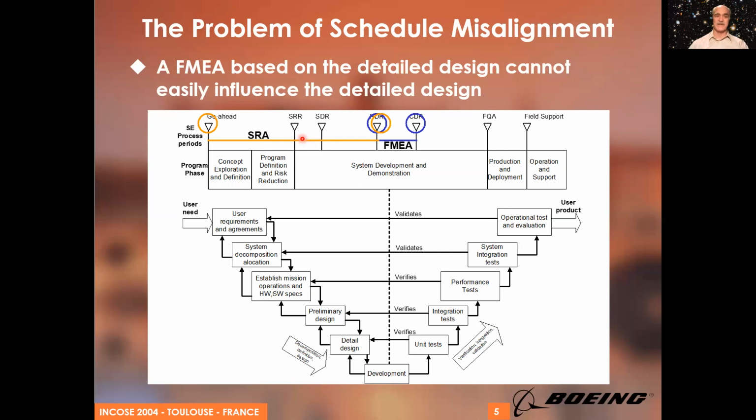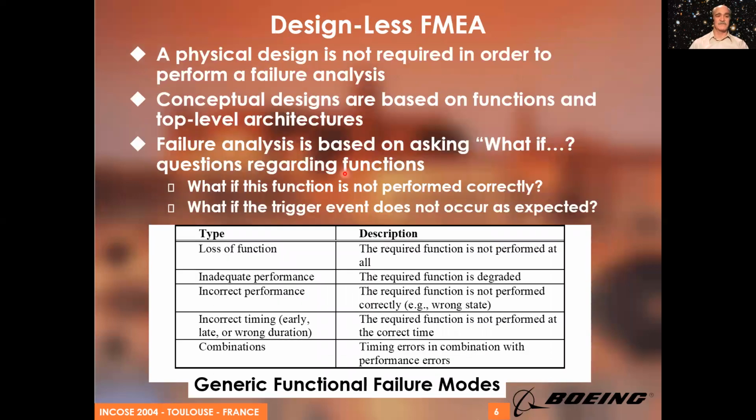how can we address failure modes and effects analysis before we finish the requirements if our failure modes and effects analysis is dependent on the design? Well, the answer is we have to do a failure modes and effects analysis without a design. And this is the thrust of the ARP 5580, that we can do what's called functional failure analysis, so that we don't need a physical design.